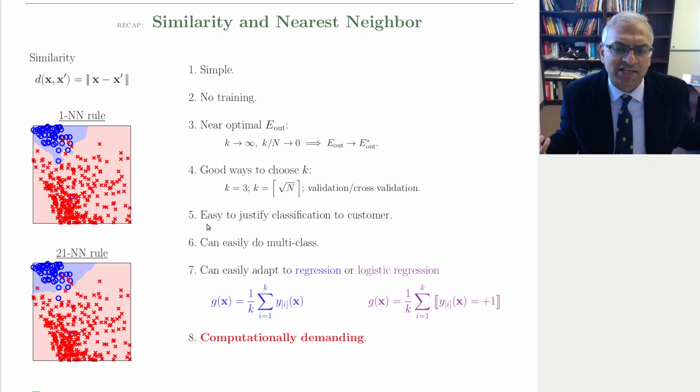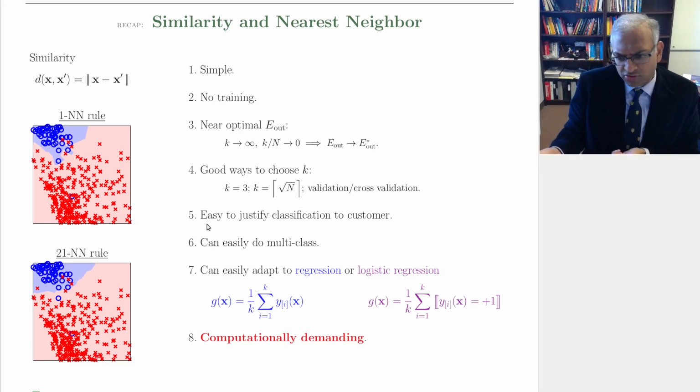Very easy to do multi-class. You can extend this to multi-class without any effort. Because you look at your nearest neighbor, and depending on the class of the neighbor, you classify your test point. So if you have 10 classes, you can still do the same thing.